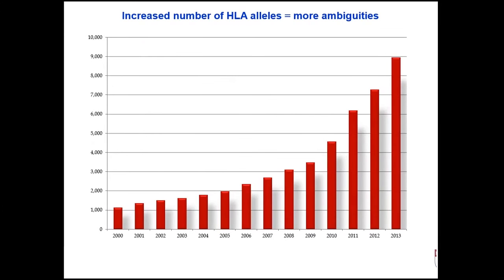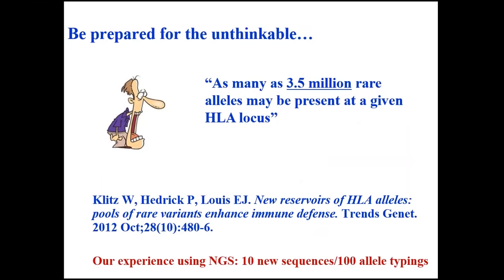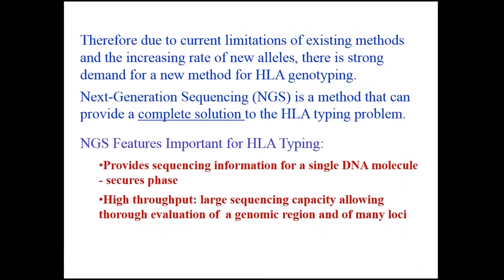Accounting for the fact that the number of alleles increases exponentially every year, it becomes obvious that these problems only multiply. And considering that we expect, as recently published, over 3 million rare alleles at any given HLA locus, you realize that our field basically would have come to a halt, since we wouldn't be able to deal with this level of complexity. Therefore, due to current limitations of existing methods and the increasing rate of new alleles, there is strong demand for a new method for HLA genotyping.